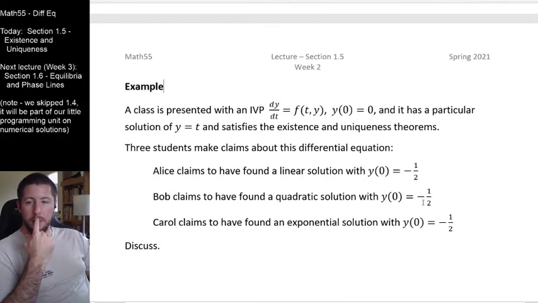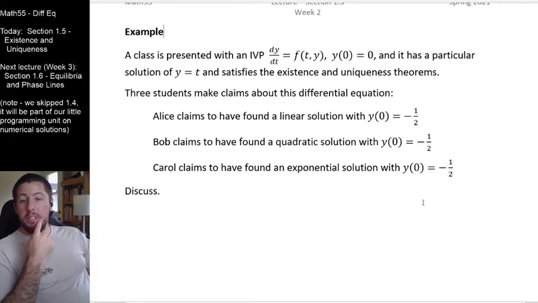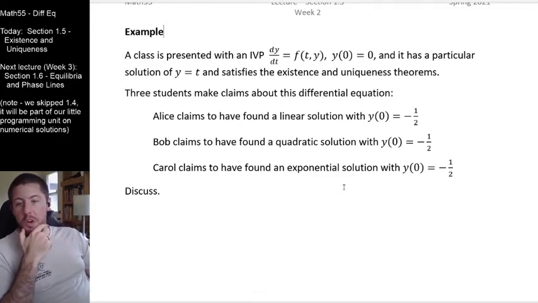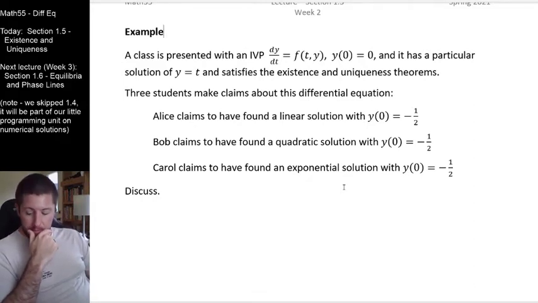So here's what we want to do. 3 students make claims. Alice claims to have found a linear solution with y of 0 equal to -1/2. Bob claims to have found a quadratic solution passing through y equals -1/2. Carol claims to have found an exponential solution passing through -1/2. What do you think about these? Are any of these people right? Are all of them right? If they are right, what do you know about the solution that they found?